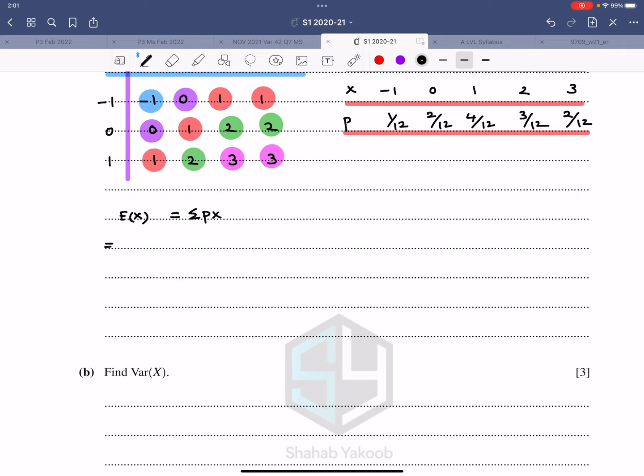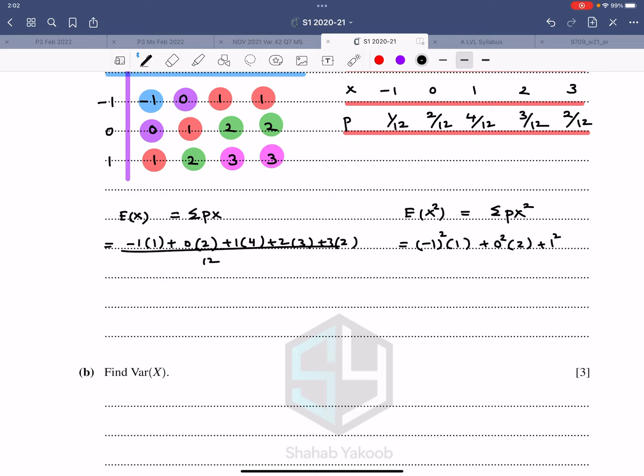-1 into 1, 0 into 2, 1 into 4, 2 into 3, 3 into 2, divided by 12, you will get some answer. Similarly, expectation of x square, that is sigma px square. So therefore -1 square into 1, and 0 square into 2, and 1 square into 4, and then 2 square into 3, and then 3 square into 2, everything added together divided by 12.